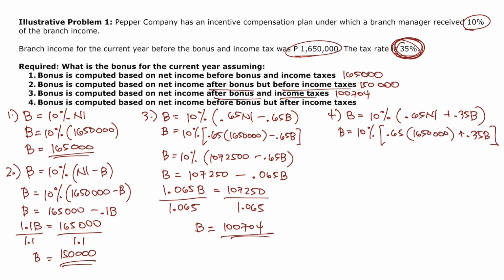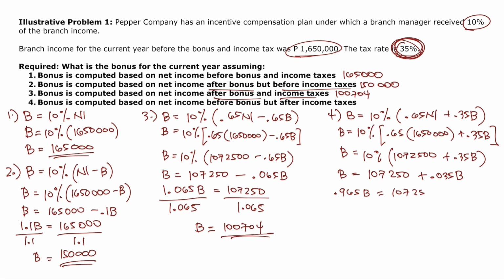Okay? Next, bonus will be equal to 10% of, magkano muna to? 0.65 times 1,650 is 1,072,500 plus 0.35 B. Multiply natin ng 10%. So, B will be equal to 107,250 plus 0.035 B. Okay? Lipat natin sa kabila yung 0.035B. So, magiging negative, no? So, 1 minus 0.035 is actually equal to 0.965B is equal to 107,250.